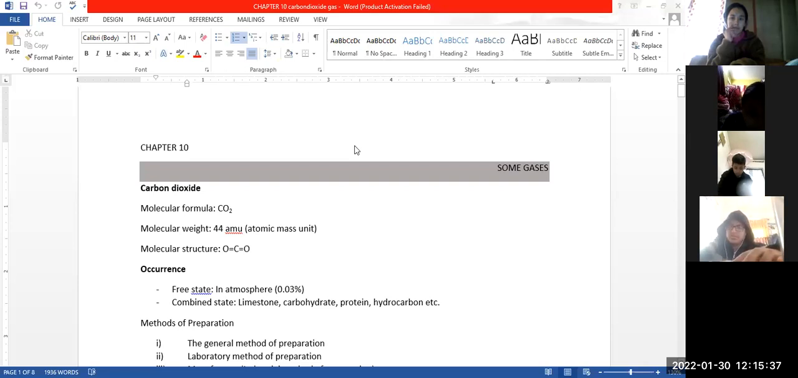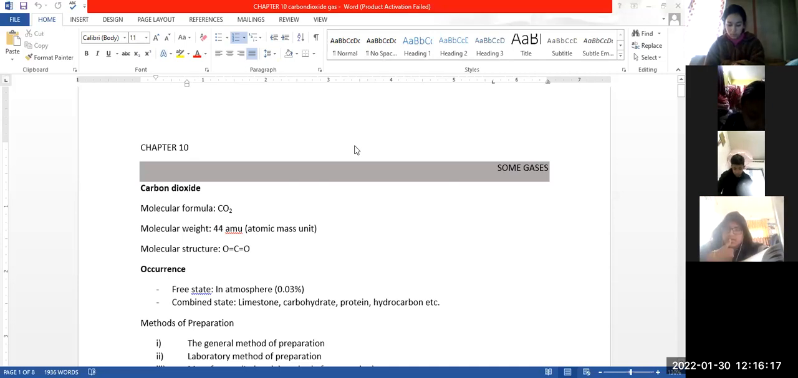As we know, the carbon has valency 4, so it has 4 covalent bonds, and oxygen has valency 2, so it has 2 covalent bonds. Both oxygen and carbon are non-metals, so the bonding between them is covalent bond. This is the structure, C double bond O in either side, and its structure is linear structure. It is like a straight line.